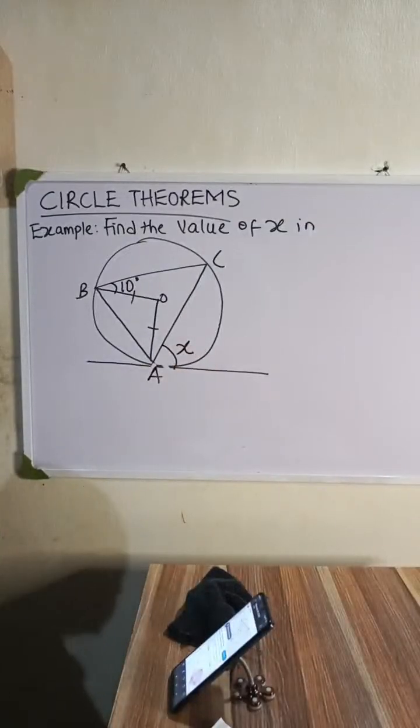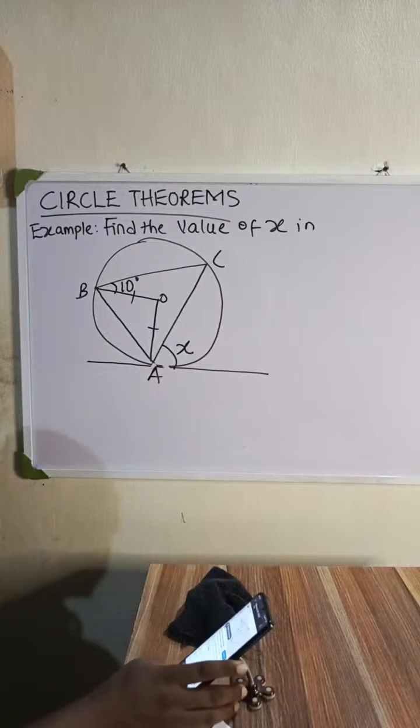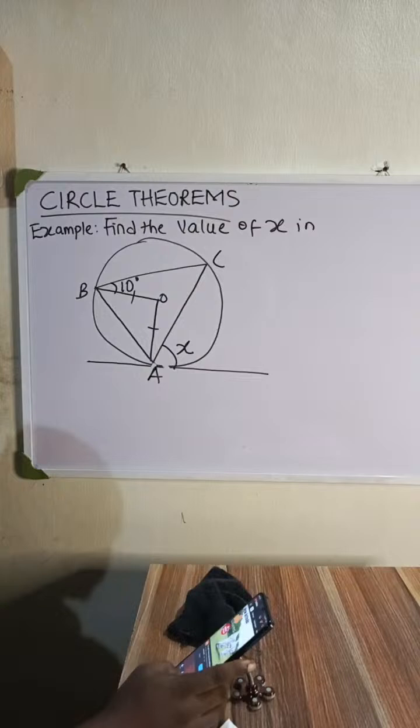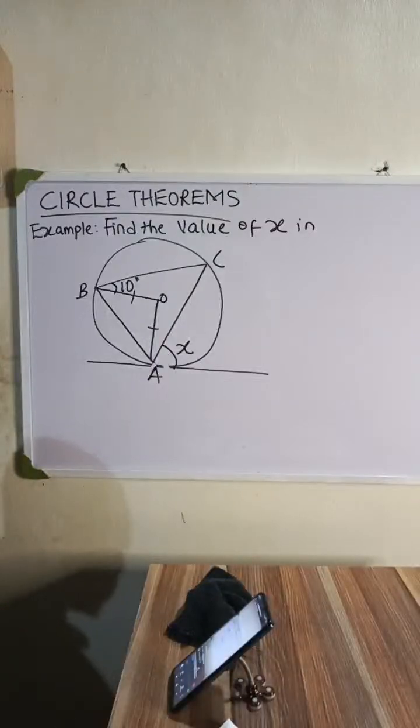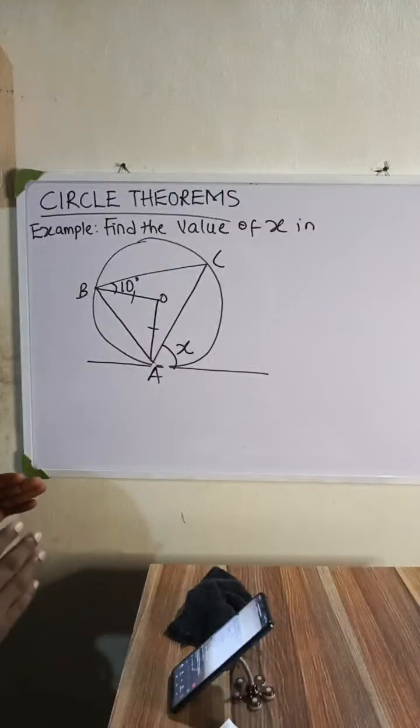Okay, so let's look at this question. Might not be a perfect drawing, but let's look at it. So we're expected to find this angle, angle X. These questions are very easy if you have been following all the topics we have been looking at.